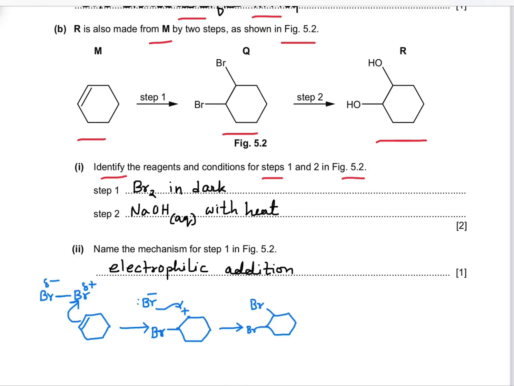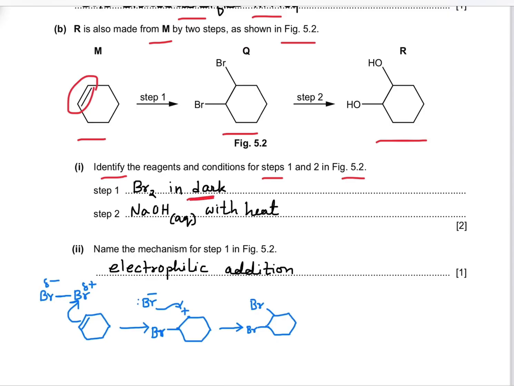Step 1. Here the alkene is converting into bromide. So this is an addition reaction. So for this we need bromine in dark, because in presence of sunlight the product will undergo free radical reactions. Therefore, to avoid that we need to add bromine in dark.